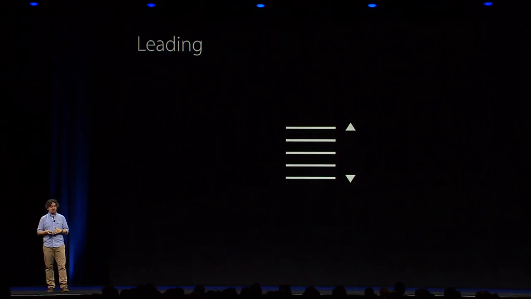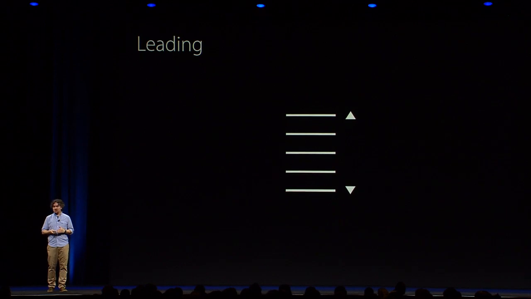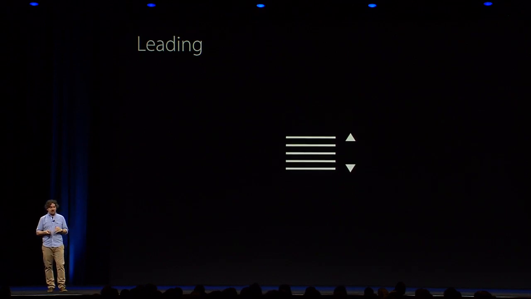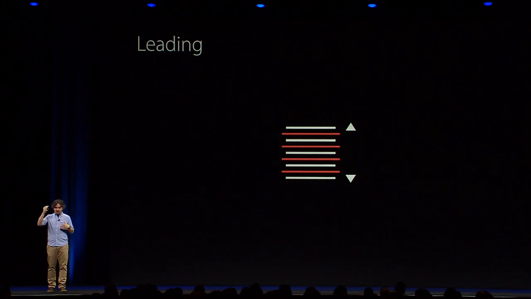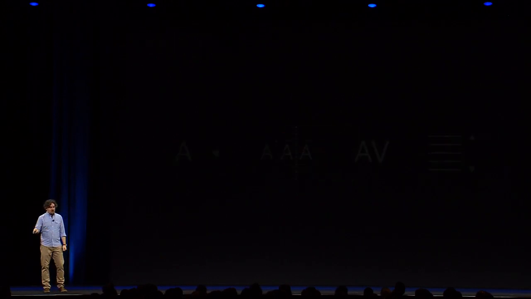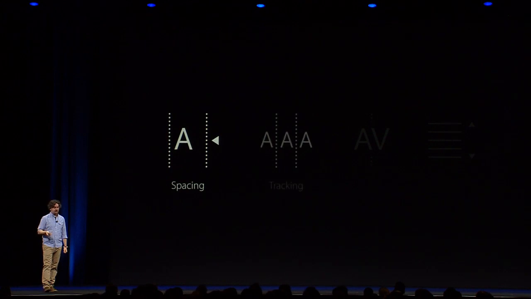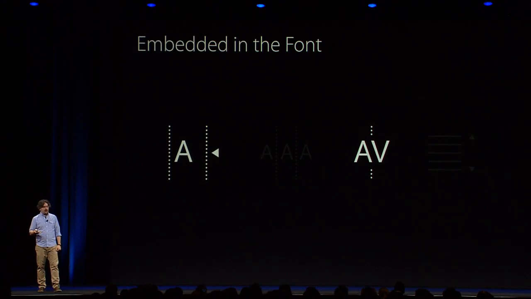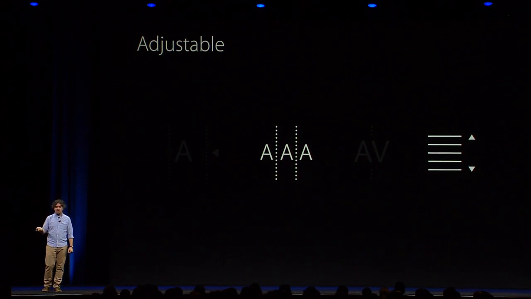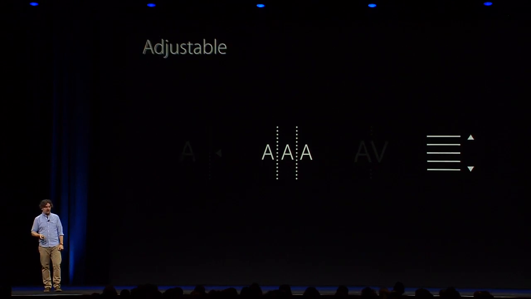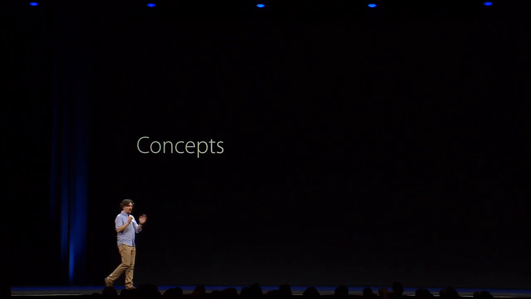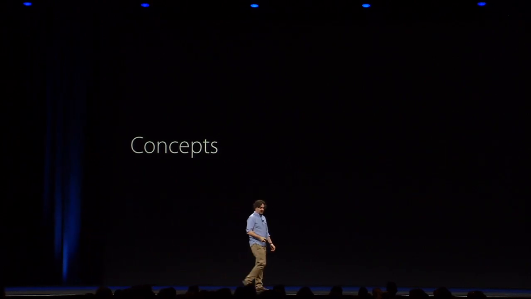However, leading, which is the space between the lines, is something you can control. So the name leading comes from metal typography, when to put lines of type further apart, you would have to stick pieces of metal between the lines. So we just saw spacing, tracking, kerning, and leading. Spacing and kerning are embedded in the font, but tracking and leading are adjustable. And that is really all I have to say on type terms. So now you are all caught up with typographic terms.